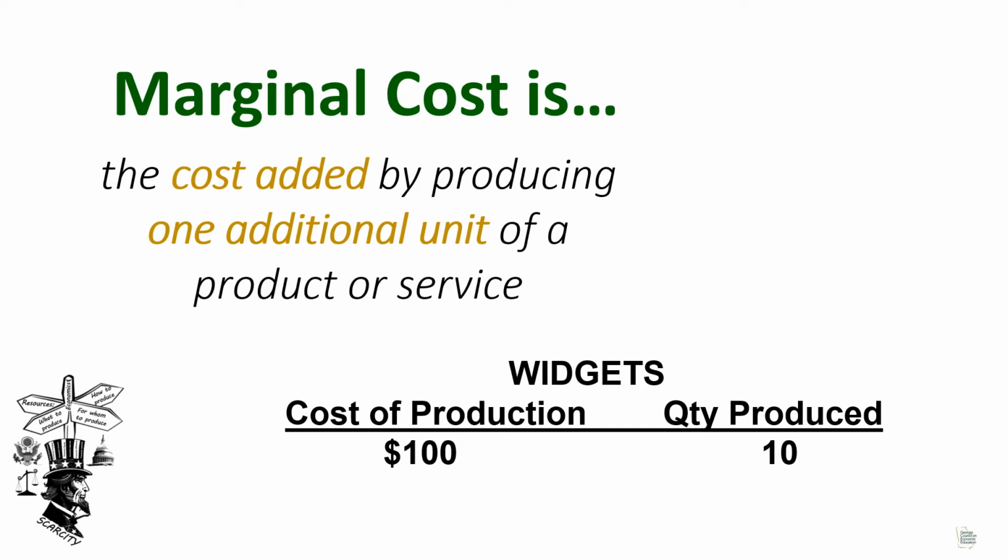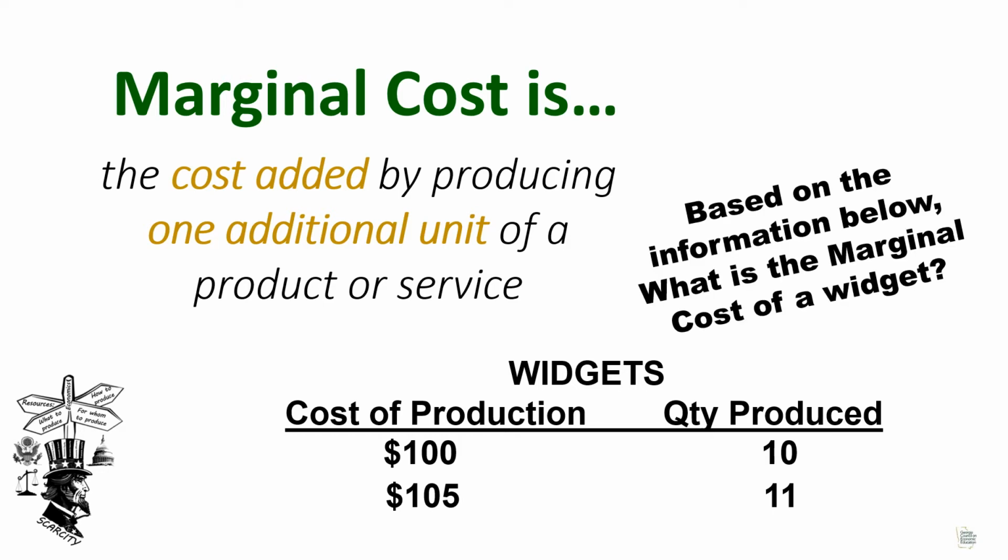Okay, so in this example for widgets, the cost of production to produce 10 widgets, as you see here, is $100. Pretty basic. So let's say that now we produced one more widget, and that cost went up from $100 to $105. So based on the information below, and just this information below, what is the marginal cost of a widget? Yeah, $5. As you can see here, the cost to produce 10 was $100. To produce that one more, that next one, is $105.